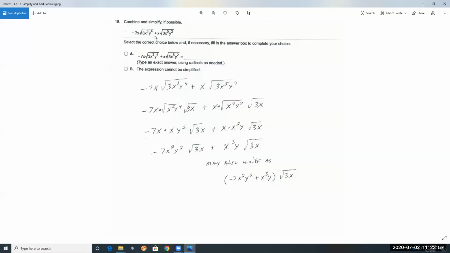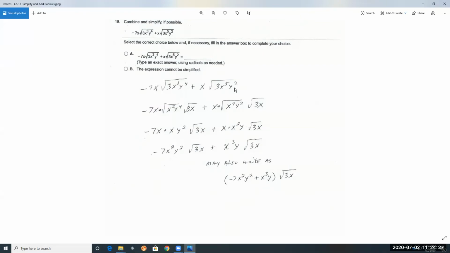In this problem, we're asked to add two radical expressions. We've got to get like radicals first. So for the first radical, we're going to split it into x squared, y to the fourth, which are the perfect squares, and the remaining piece is 3x. Continuing on, the square root of this is just x y squared for a total product of minus 7x squared y squared times the square root of 3x.